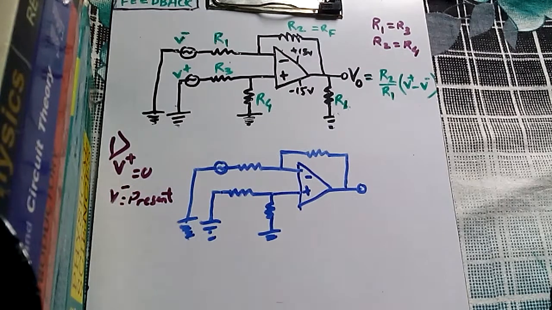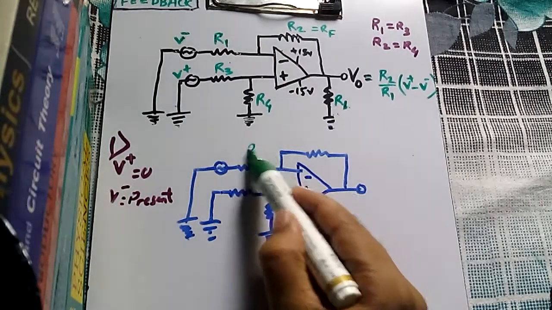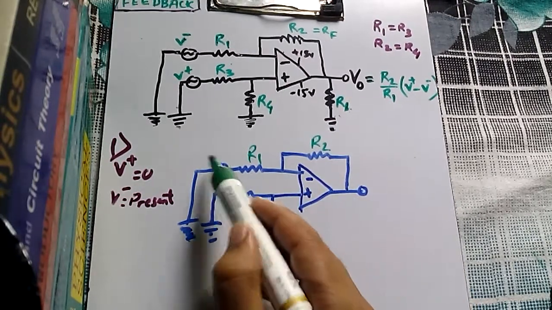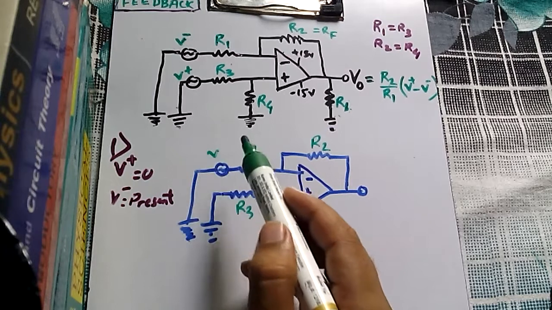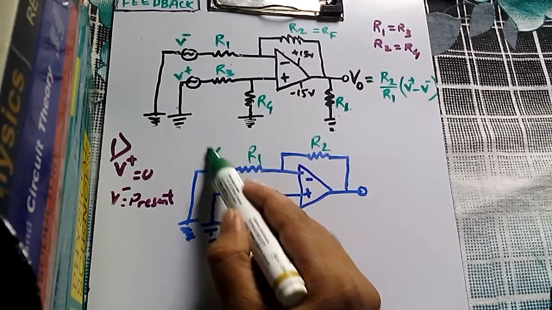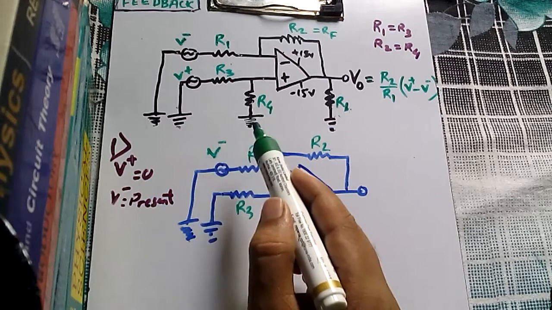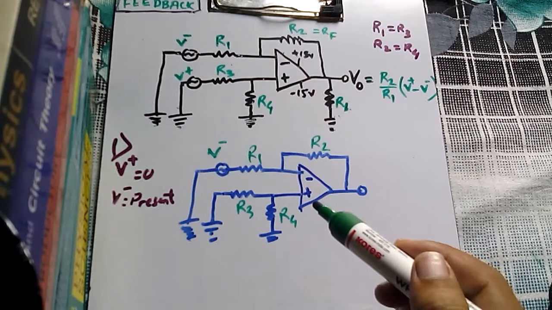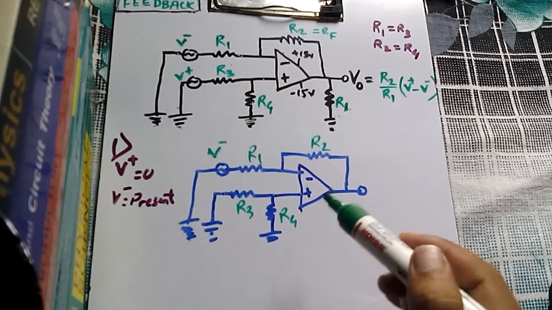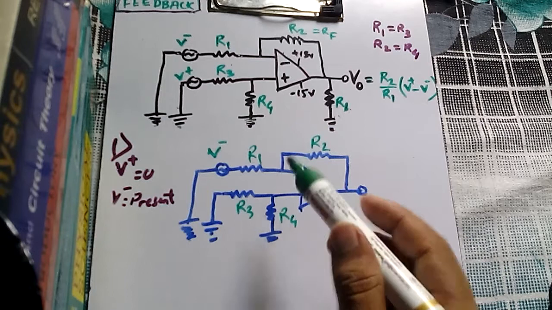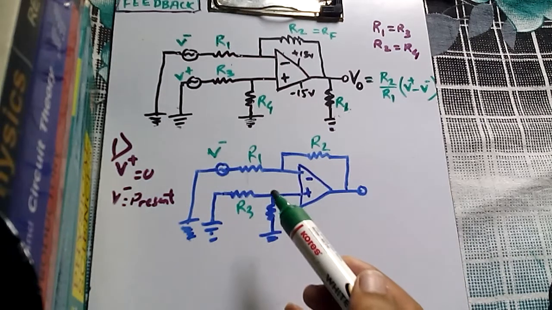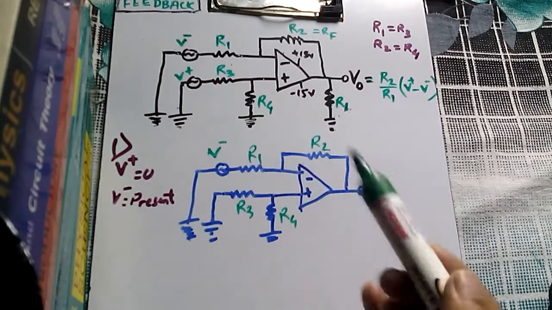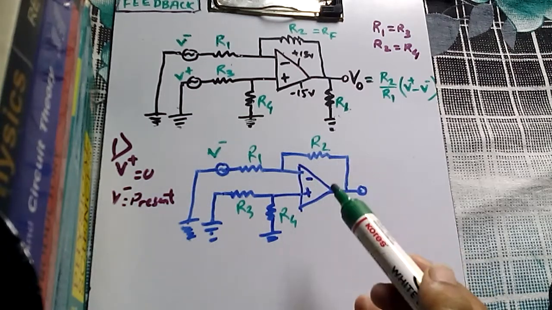All the voltages with respect to ground, R1, R2, R3 and R4. This is V minus. Now what circuit is this? Obviously this is an inverting amplifier with feedback, because there is only one voltage in this circuit, this voltage, and that is available to the negative terminal. So this is an inverting amplifier, and there is a feedback, so it is an inverting amplifier with feedback.